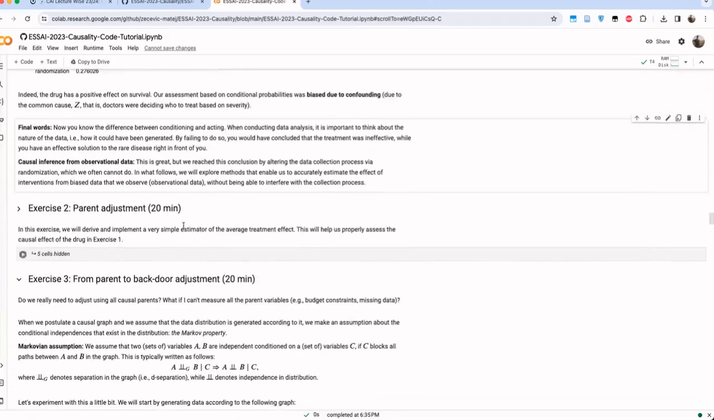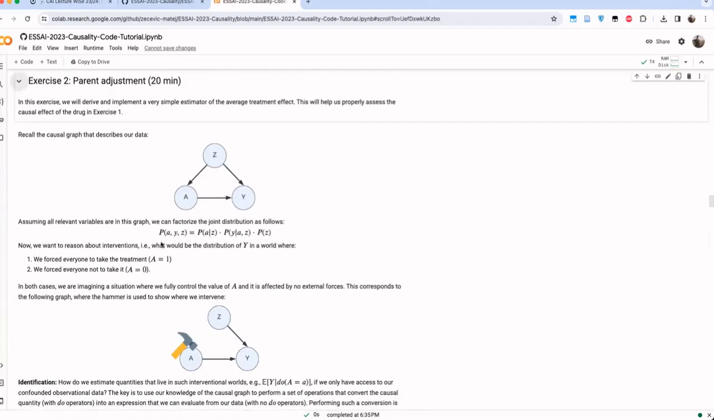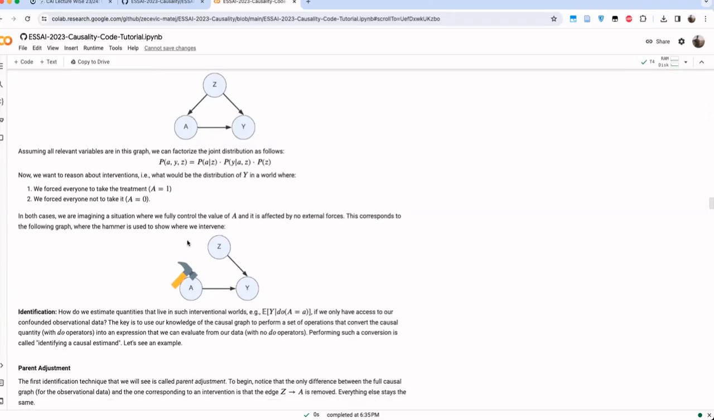And so this is now exercise 2. In exercise 2, we are starting with parent adjustment. So recall our graph. The graph could be decomposed as follows, right? We just have Z being exogenous, and then A depending simply on Z, and then Y depending both on A and Z. And now when we force people to take the treatment, so actively setting A to 1 or to 0, then it was essentially like this hammer indicated. We are just fixing the value and making it independent of its parents.